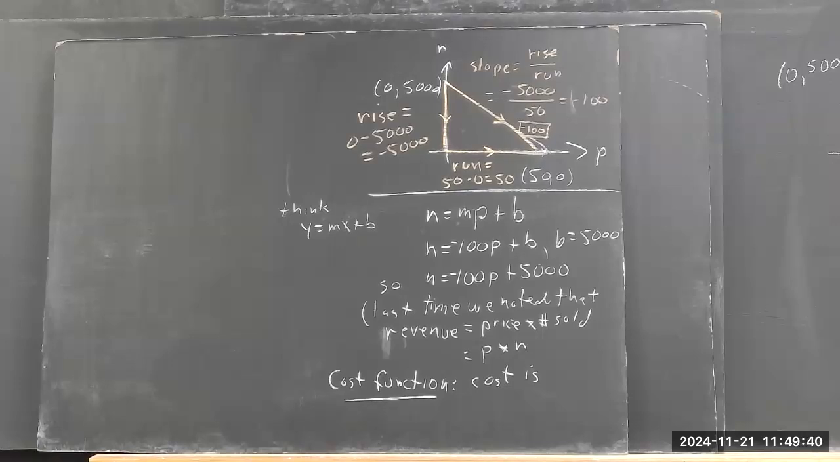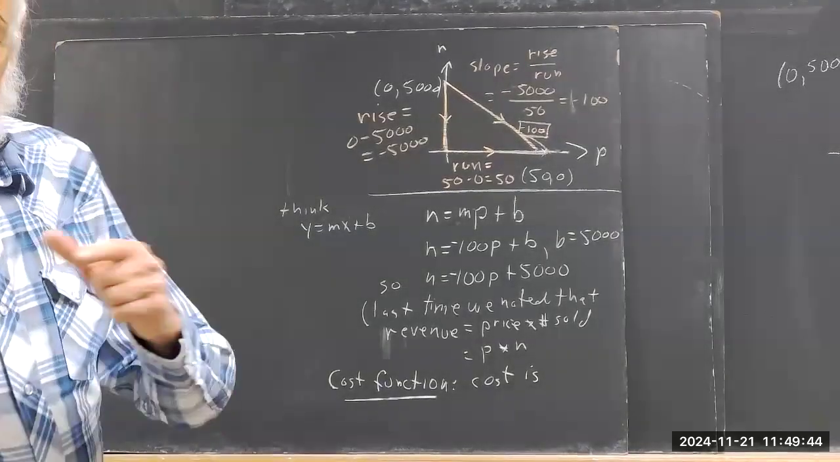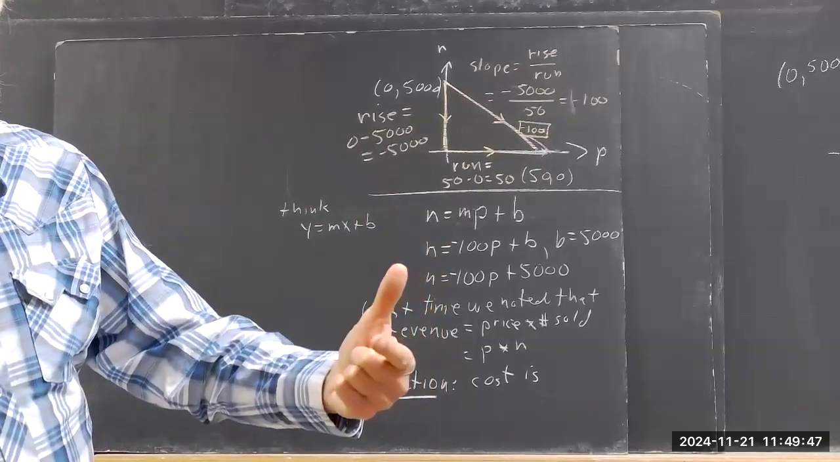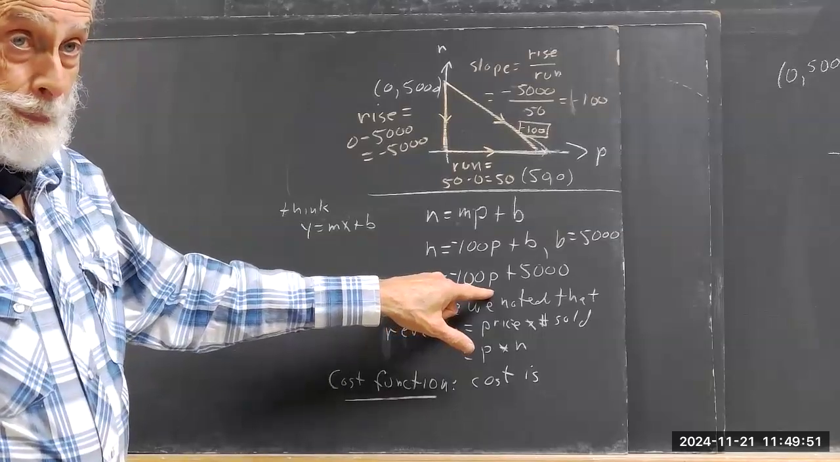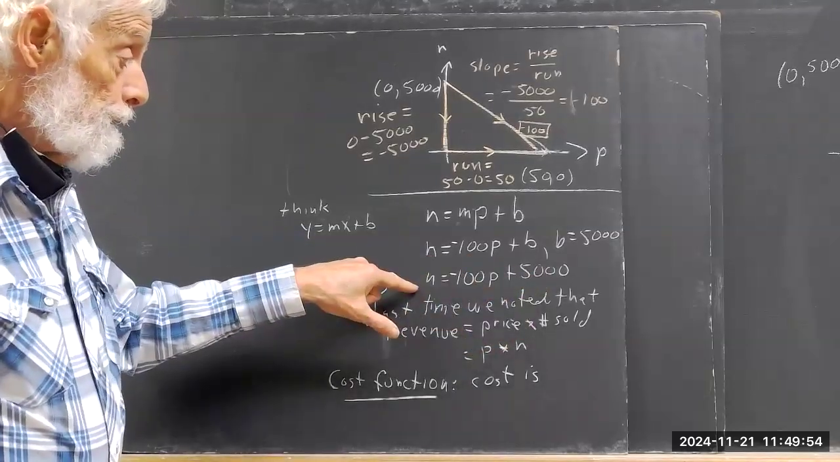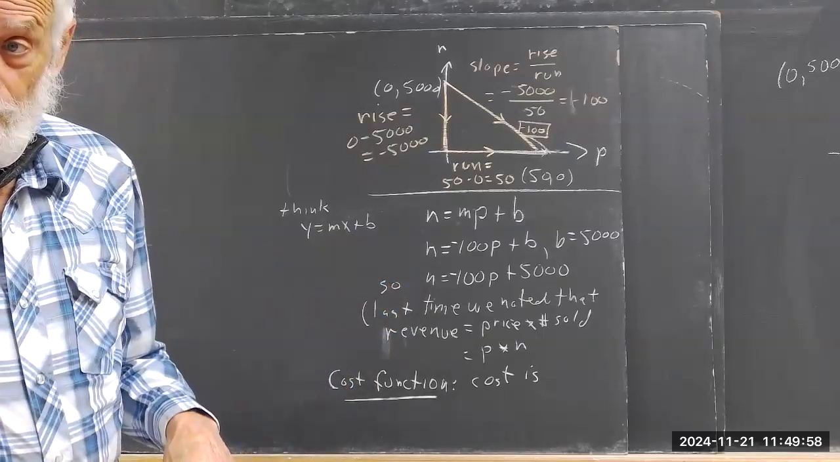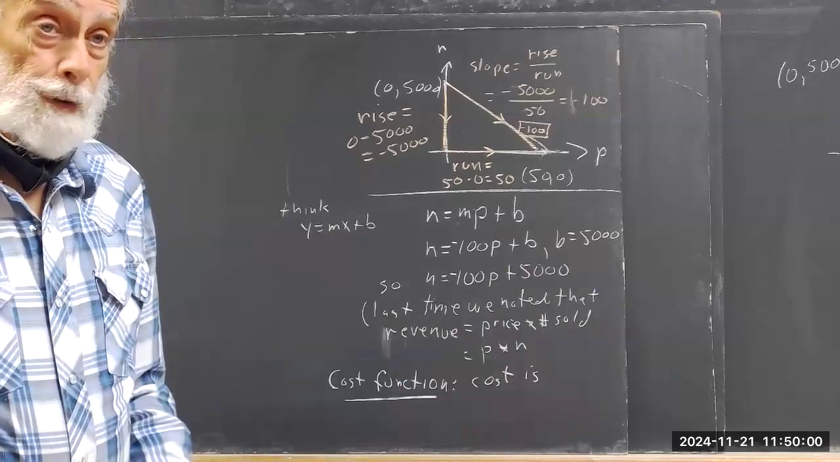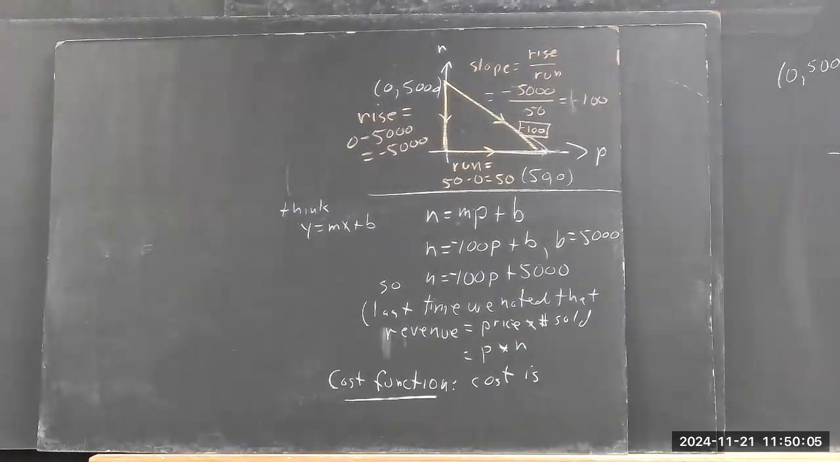Actually, let's assume that you set the price at $10. Okay? So your price is $10. What does this function tell you? You're going to get a specific number here, right? And then you're going to tell me what the cost is. So if you set the price at $10, how many do you manufacture and what therefore is the cost?